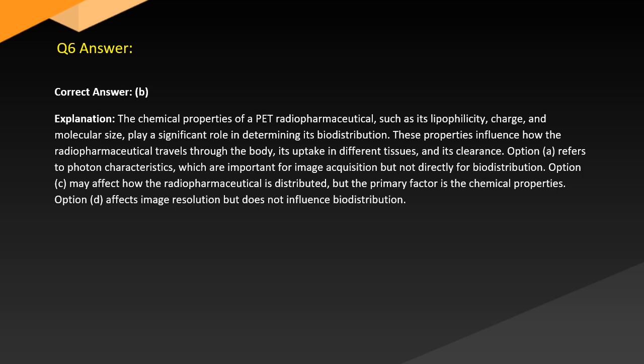clearance. Option A refers to photon characteristics, which are important for image acquisition but not directly for biodistribution. Option C may affect how the radiopharmaceutical is distributed, but the primary factor is the chemical properties. Option D affects image resolution but does not influence biodistribution.